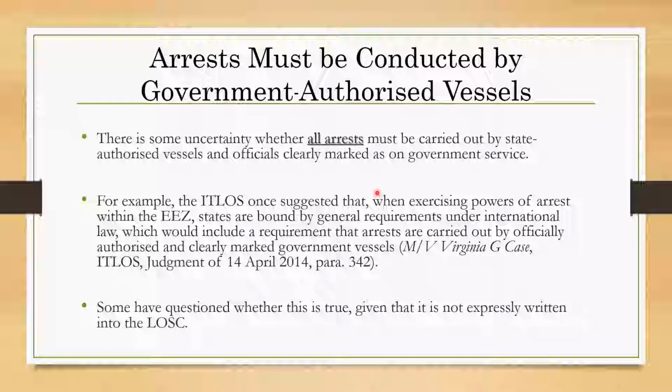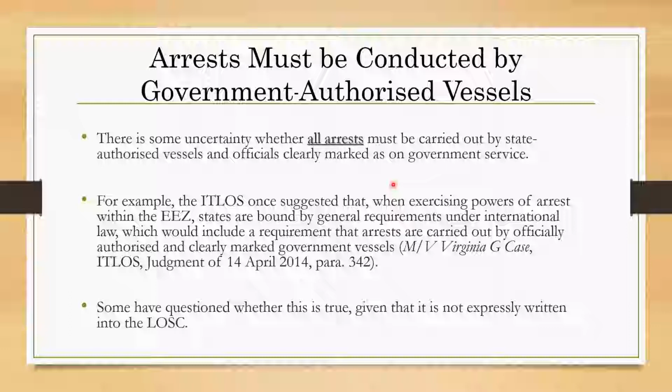So there's some uncertainty whether all arrests should be carried out by state authorised vessels, because most of the sections, as we pointed to in the last section, specifically say so, whereas there are a few areas where it's not specifically said. It was suggested by the International Tribunal for the Law of the Sea in the MV Virginia case that international law would apply, and that would suggest that arrests are carried out by authorised and clearly marked government vessels, because that seems to be a general customary requirement of international law. So there seems to be this generally widespread view, but not everyone agrees.